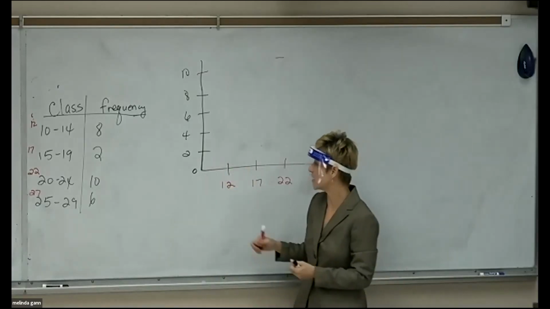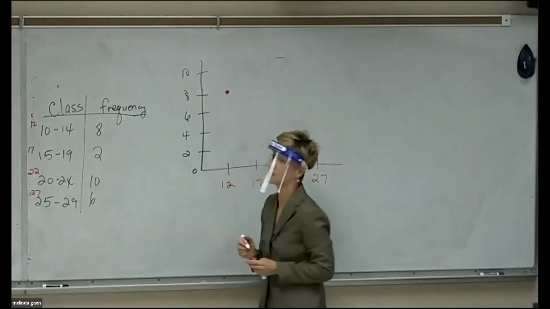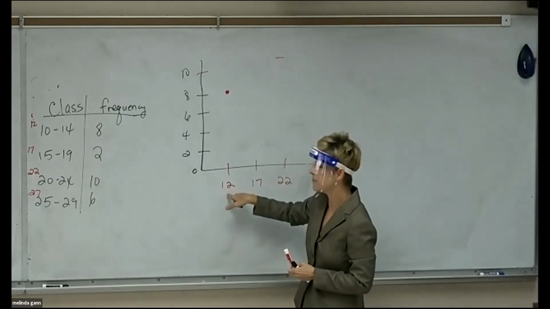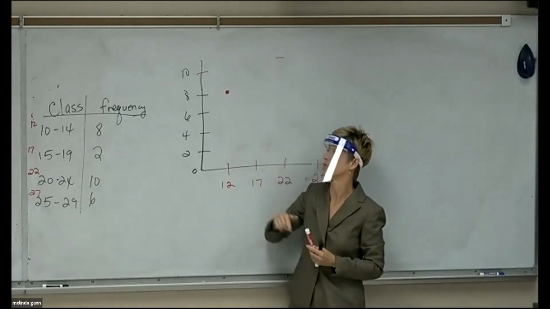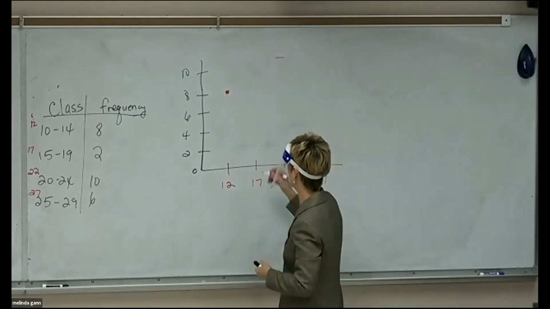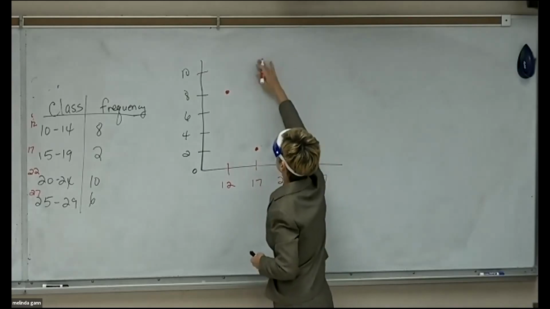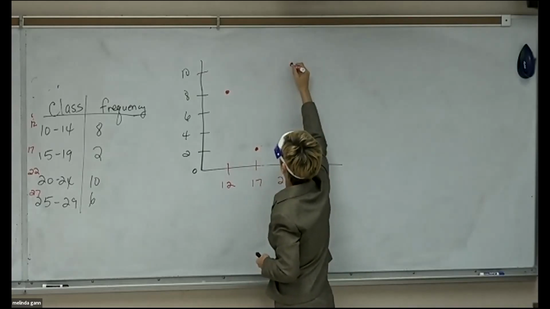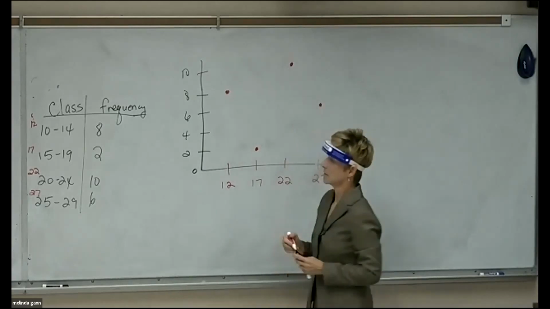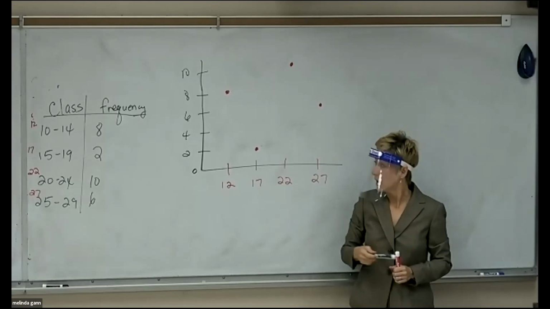8. So when I put a dot above number 12, it's got to be at a height of 8 because 8 is the frequency. So that's what it means by put a point above the midpoint at a height that corresponds to its frequency. So where's the dot going to go above the 17 at a height of what? 2. And then above number 22, it's going to go to a height of what? 10. And then it's going to go to a height of what? So there's steps 1, 2, and 3. Now, step 4, put those dots.